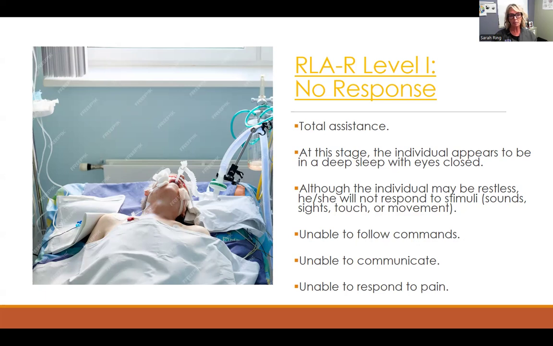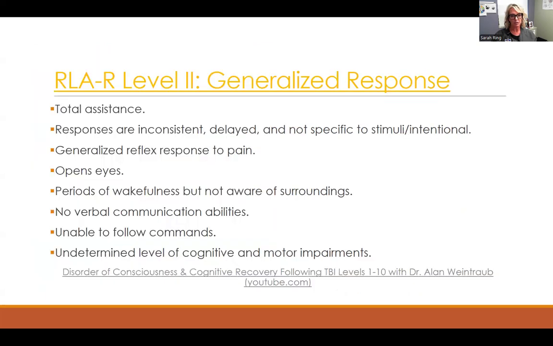But it's important to remember that even at level 1, it's in this coma when the brain is starting to heal itself. And so we'll talk about some ways, again, that you can promote recovery even in these periods of time in which responses are limited and non-purposeful.